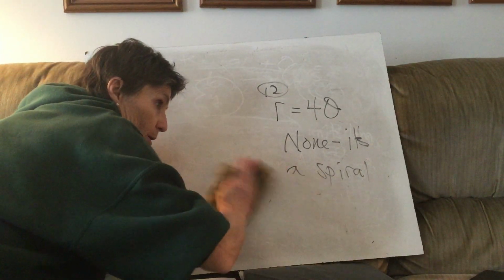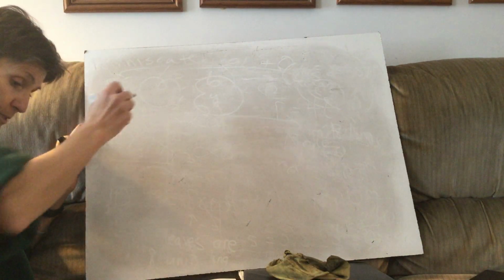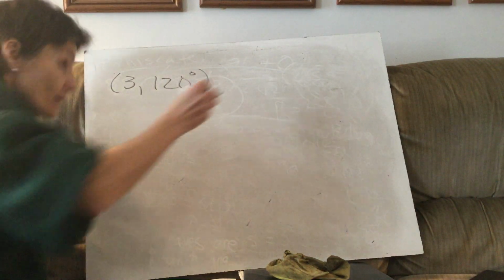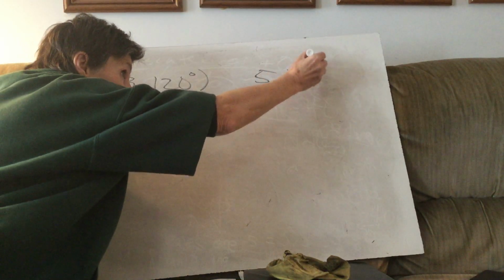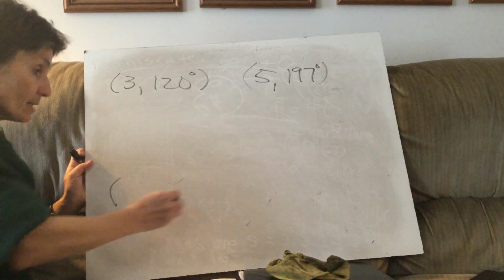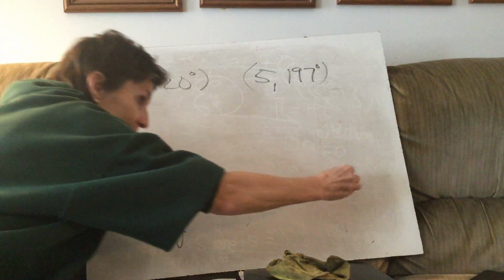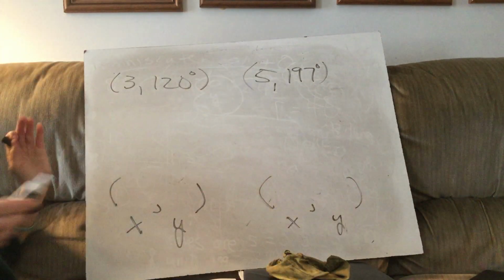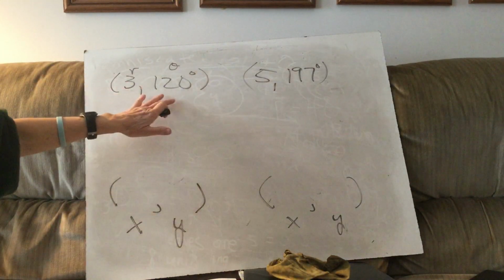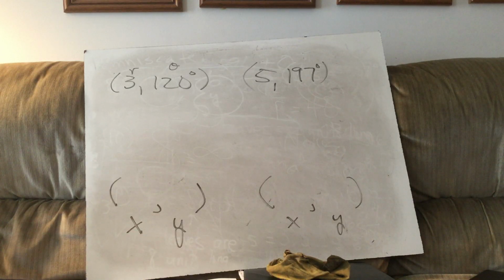All right, one more. It's a two-parter, but number 13 says we have (3, 120) and we have (5, 197). These are two separate problems. I'm just writing them both down at the same time. And we are going to find rectangular coordinates. That means we're going to find an x and a y for each of these. This is r, this is theta. These are polar coordinates. We need to find the rectangular coordinates.